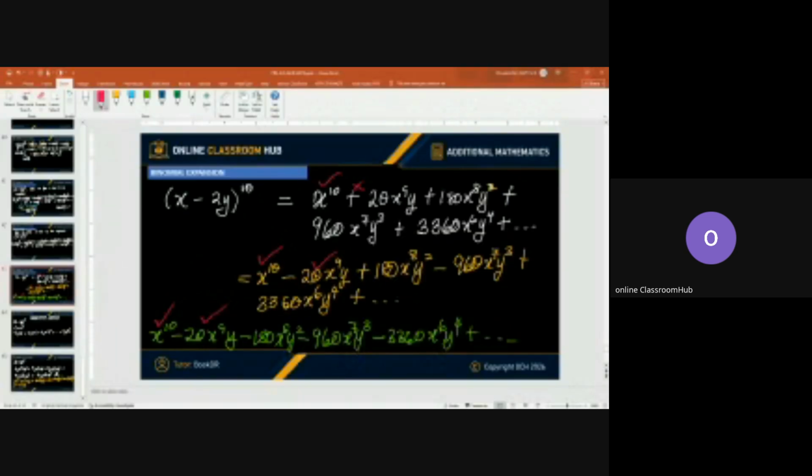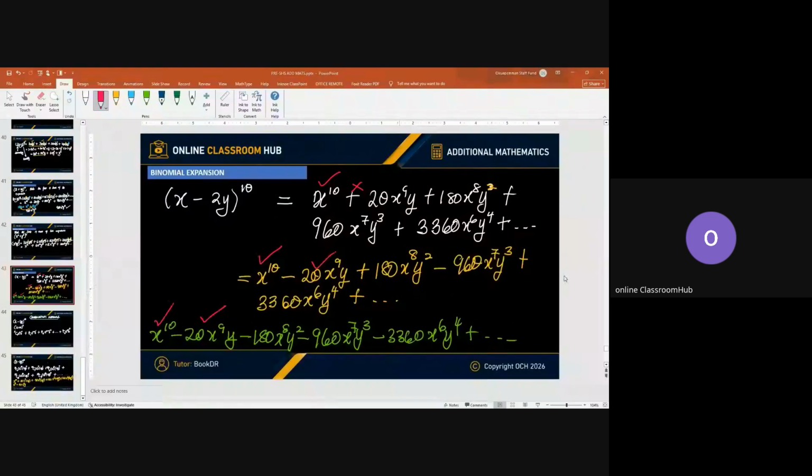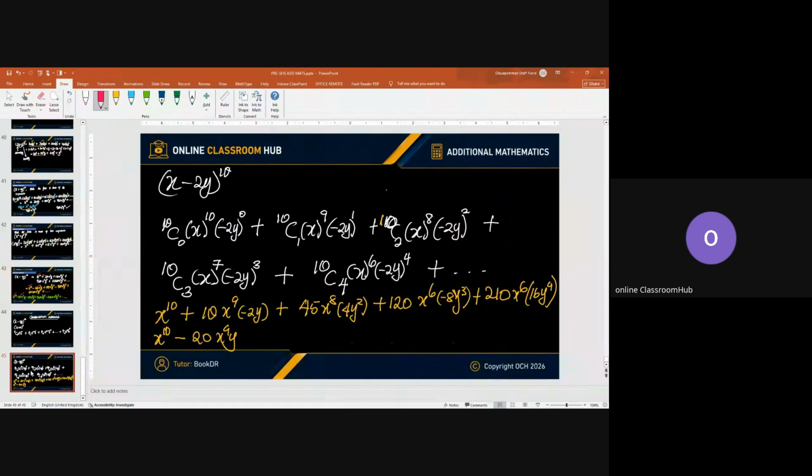So let's go to the next term. And that one, we are going to multiply 4 by 45. So we'll use that with our calculator. 4 times 45. And the answer is 180, positive. So plus 180 x to the power 8 y squared. Let's go and check the answers provided.